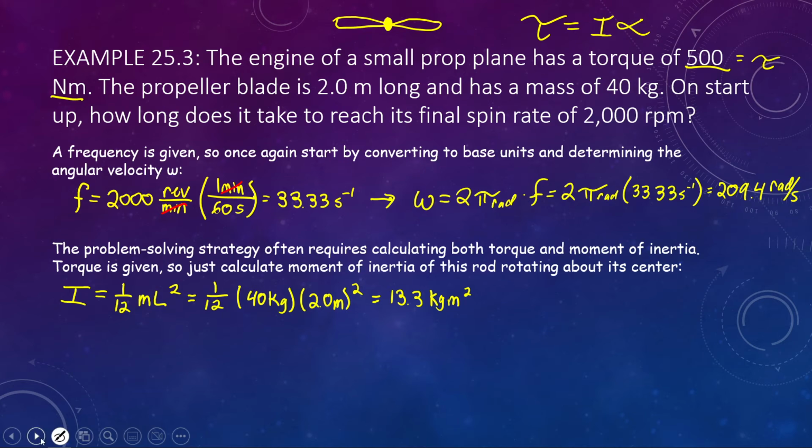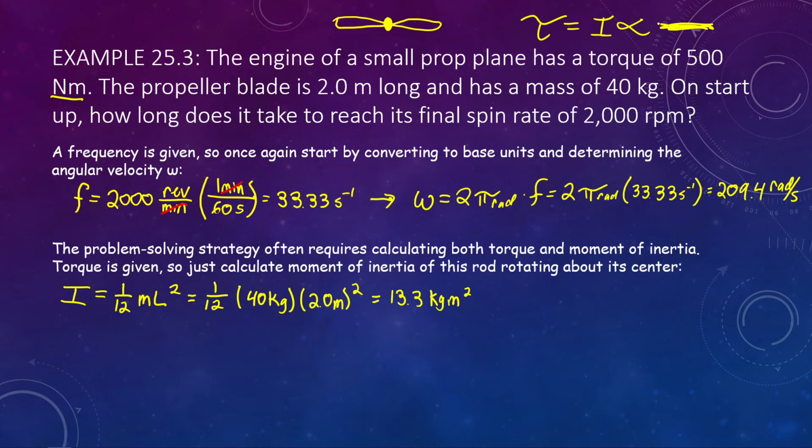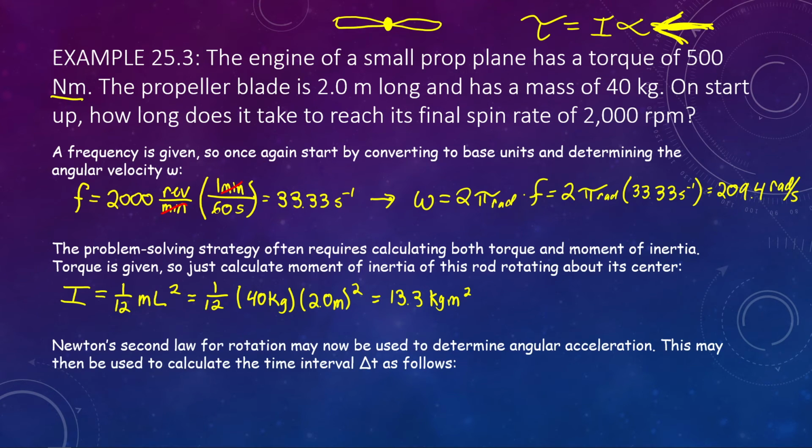Okay, well, we now have a moment of inertia and we have a torque. So let's apply our Newton's second law equation, torque equals I alpha. All right, so we can solve for the angular acceleration with this information. So let's go ahead and work that out. So we have torque equals I alpha.